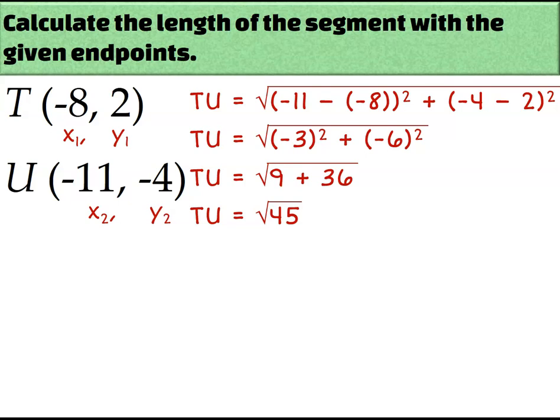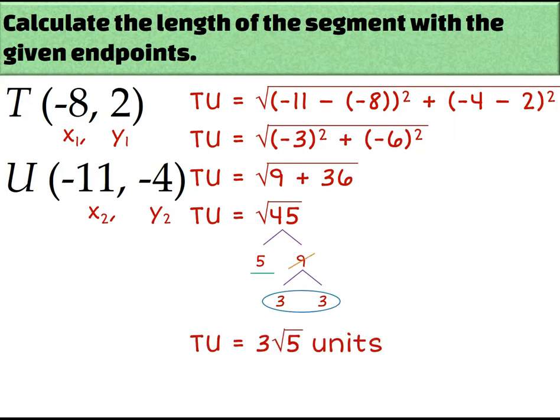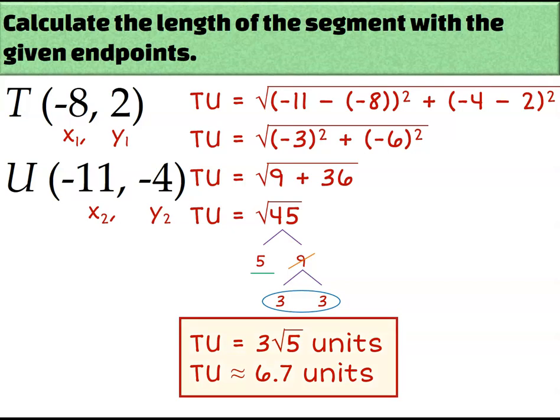You should end up with the square root of 45. No matter how you did it, you should end up with the square root of 45, which does break down. 45 breaks into 5 and 9, 9 breaks into 3 and 3. So I have a pair of 3s and a lonely 5. So the exact length of TU is 3 root 5 units, and its approximate length would be 6.7 units.